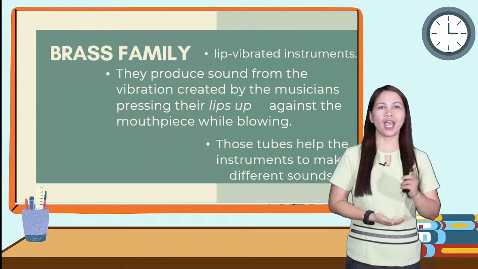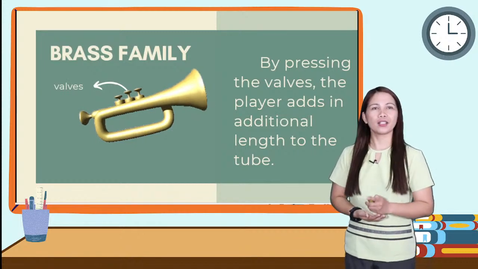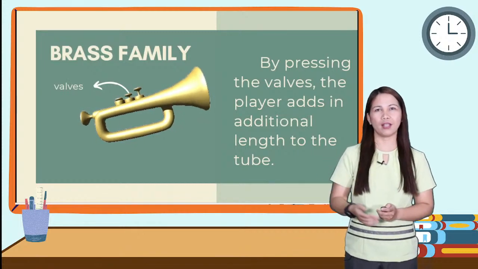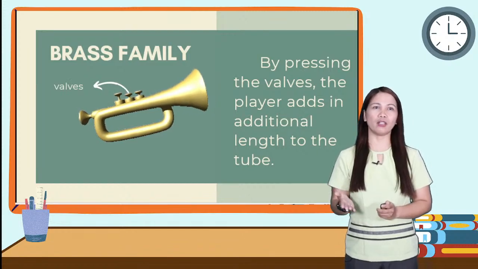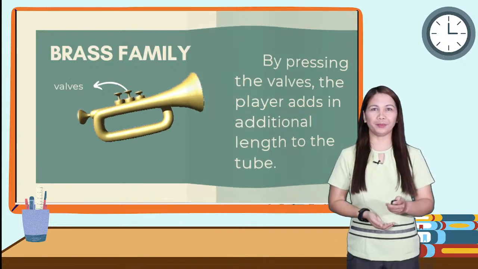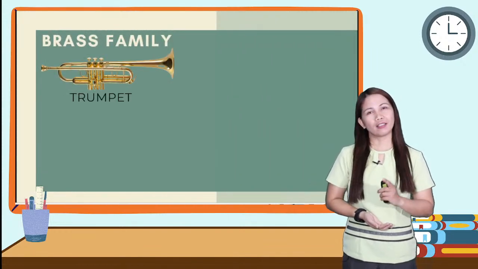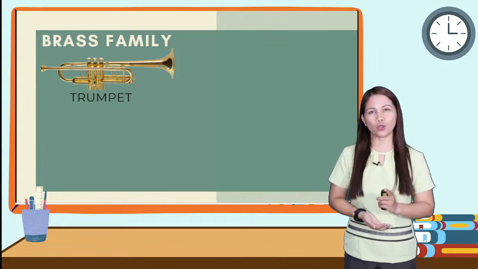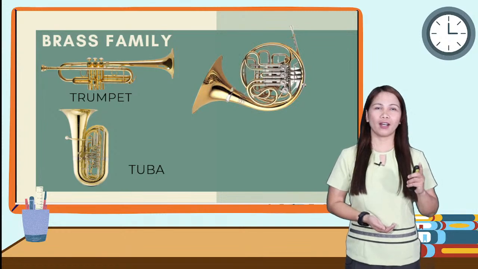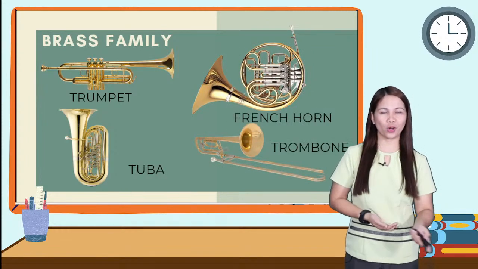Those tubes help the instruments to make different sounds. So again, by pressing the valves, as you can see in that picture or animation, the player adds an additional length to the tube. And let's meet the brass family. We have the trumpet. We have the tuba, the French horn, and the last one is trombone.